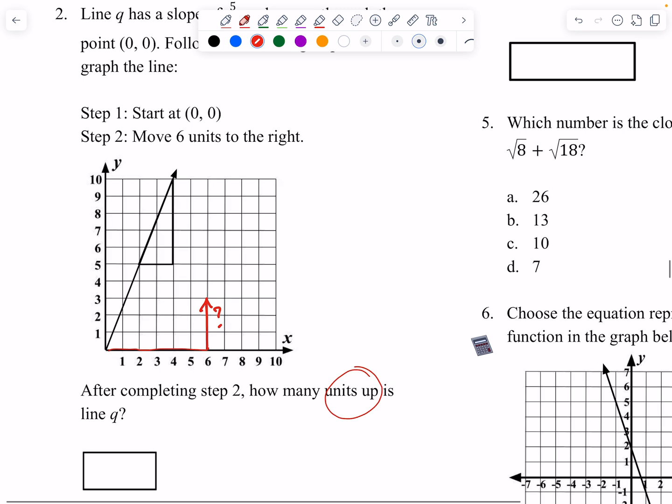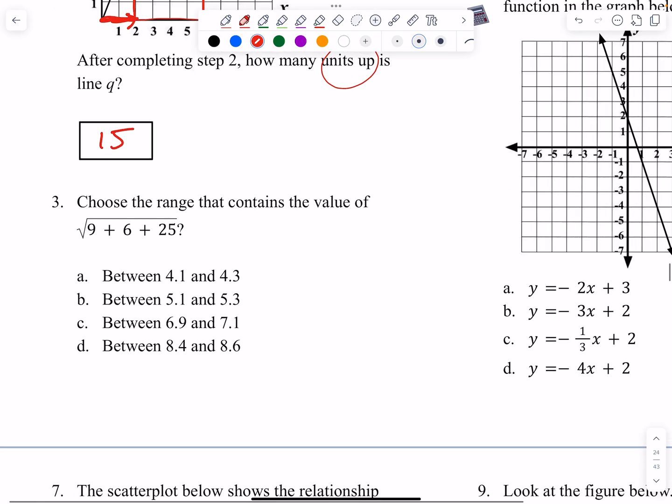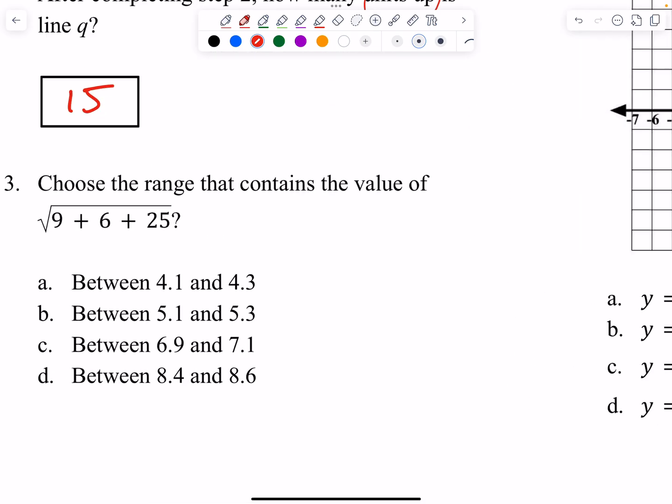So they gave us a hint. The slope is 5 over 2, right? Your rise over run. So in this case, you're going to notice, hey, look, every 2 I move, I go up 5. So I went another 2, I went up 5. I went another 2, and I go up 5 more. So a total of 1, 2, 3 5s, which ends up being 15. Okay, all right, choose the range that contains the value of that.